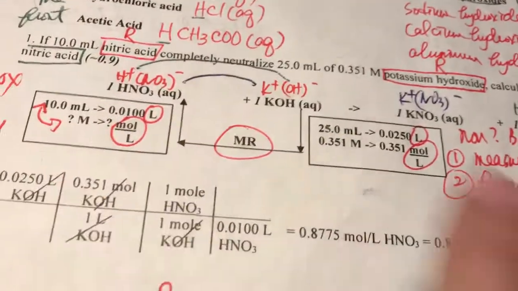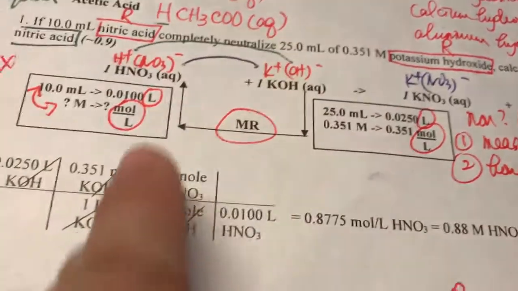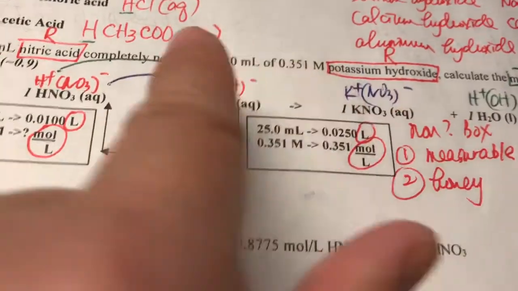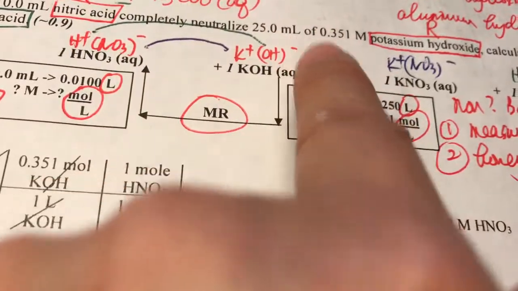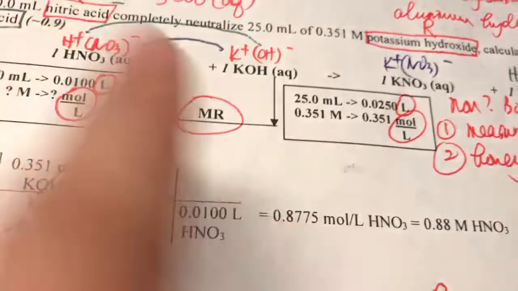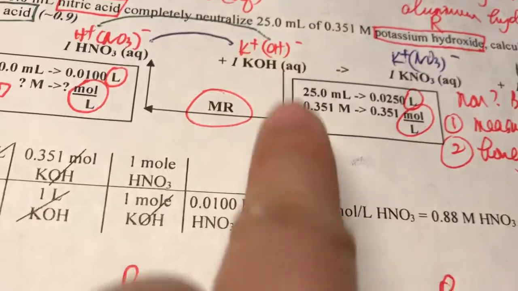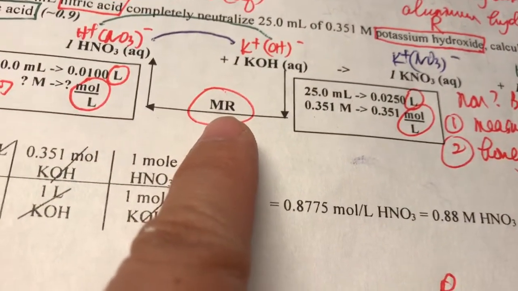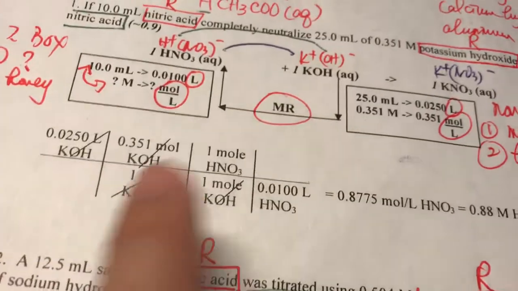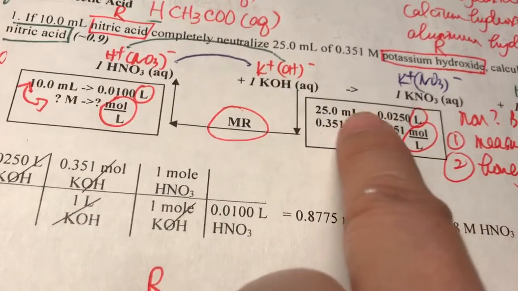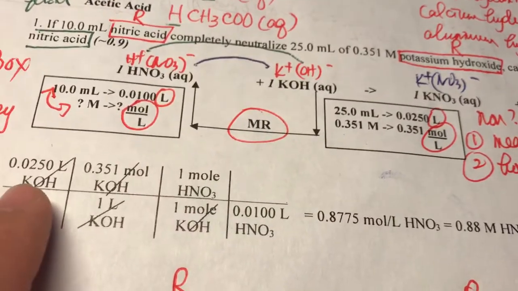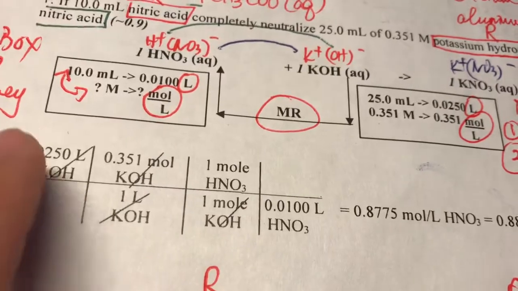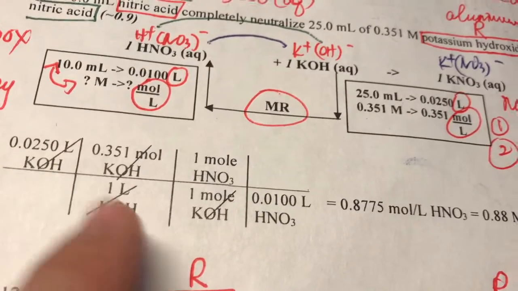As soon as you write down this information, you can start to draw the arrow. You always draw the arrow from the non-question mark box to the question mark box, because this is exactly how you follow the direction of the Superman. You draw the arrow like this, and then the MR must be in the middle. So if you follow this, you start with 0.025 L KOH, and then 0.351 mole over L. How do I know L is on the bottom? Because I want to cancel the L.